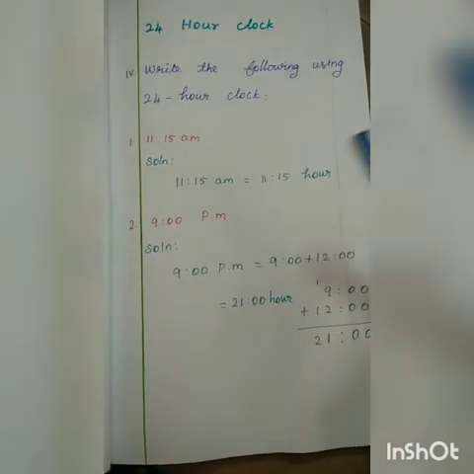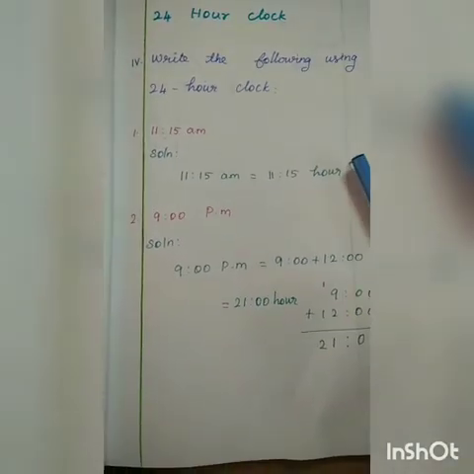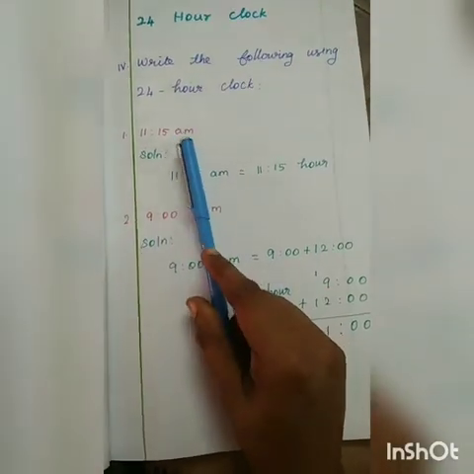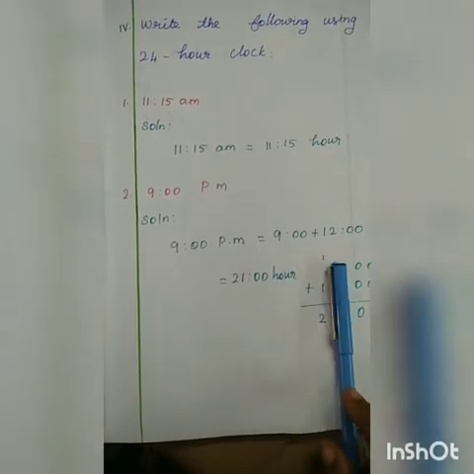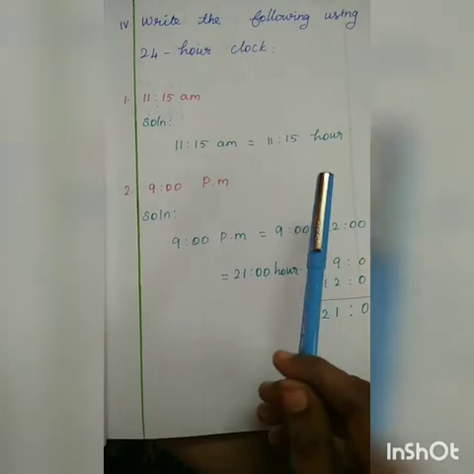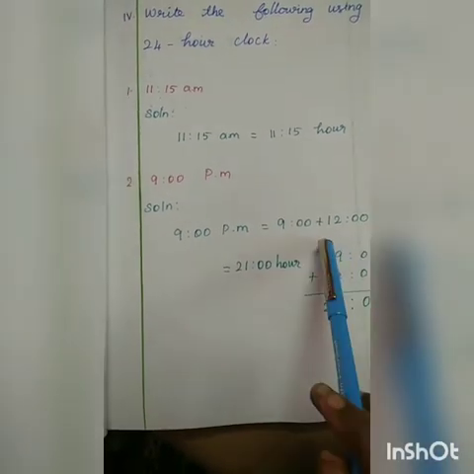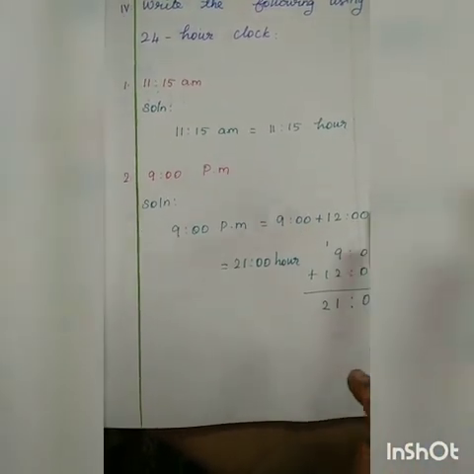So you convert a 12-hour clock to a 24-hour clock. The AM time is not changed; the same time is written. Only the PM time is changed. So you add only 12.